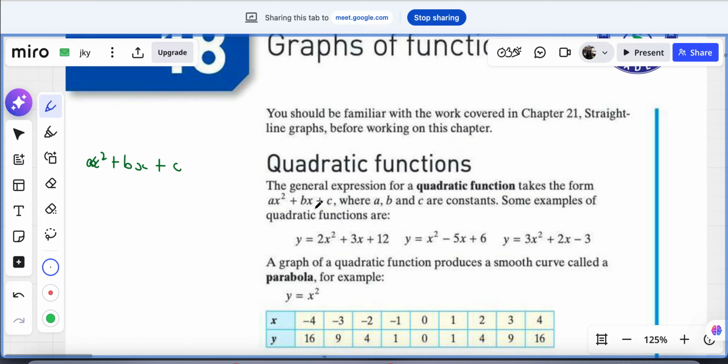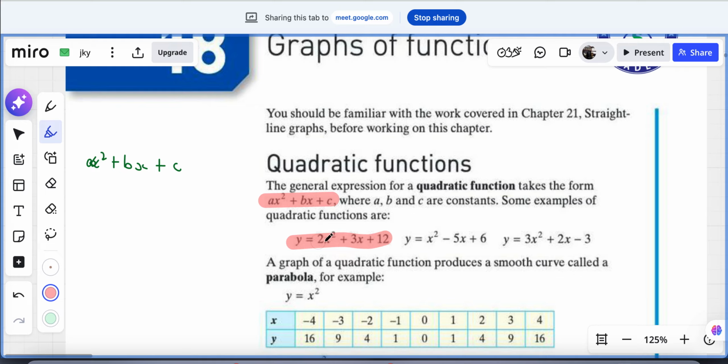So any quadratic function is given in this format. This is a quadratic function: ax squared plus bx plus c, where a is the coefficient of x squared and b is the coefficient of x and c is a constant. So any equation that looks like this is a quadratic equation.